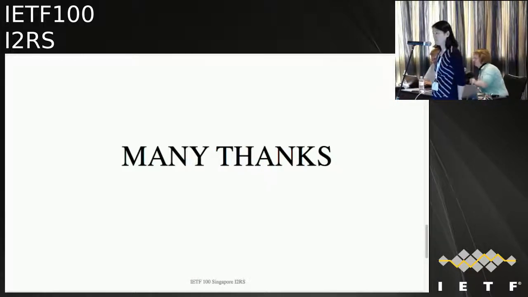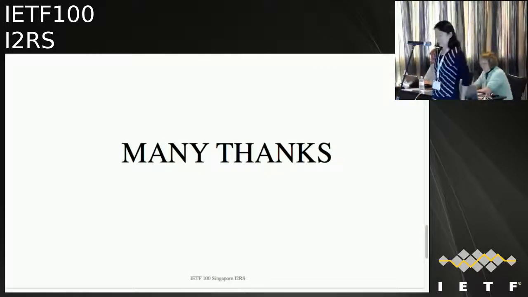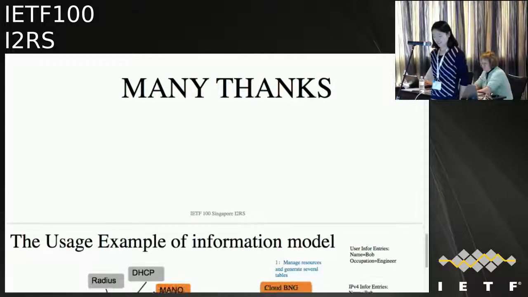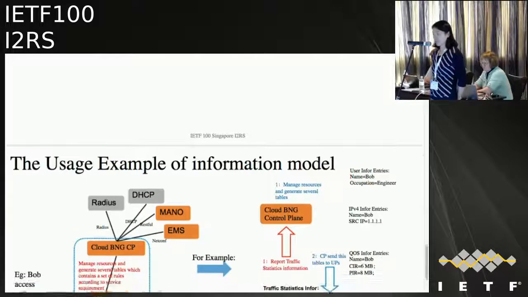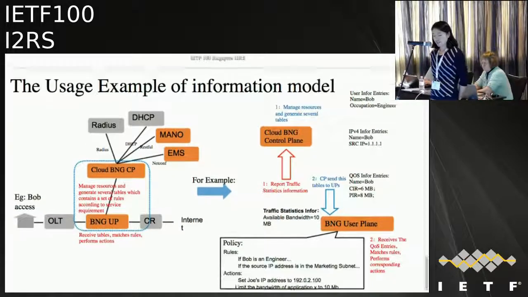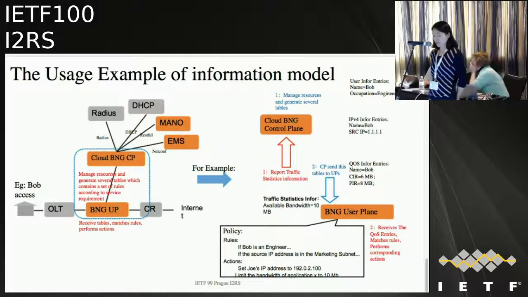So you're saying about the user plane and the control plane, but where do you put the QoS? Because QoS is one of the major issues in the BNG. Yeah, we can see. I have the appendix slide. The next slide, please. This is the slide we presented at the last IETF. It's the usage example of this information model.